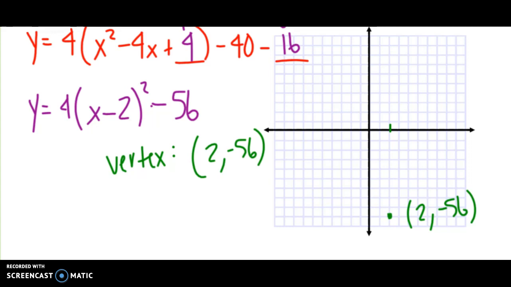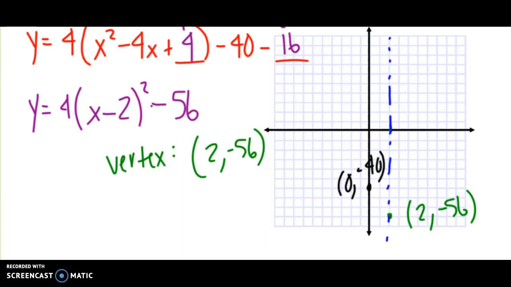Now, the nice thing is we know that 2 is our axis of symmetry. So this dotted line right here, everything on the left is going to be the same on the right. So why don't we put in 0 and see what happens? If I put 0 in for x, this is going to be where my y-intercept is. So 0 minus 2 squared is 4. 4 times 4 is 16. 16 minus 56, let's say that this is the point 0, negative 40.